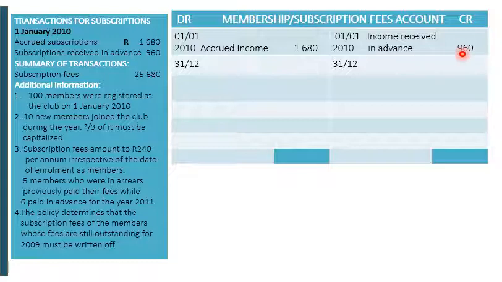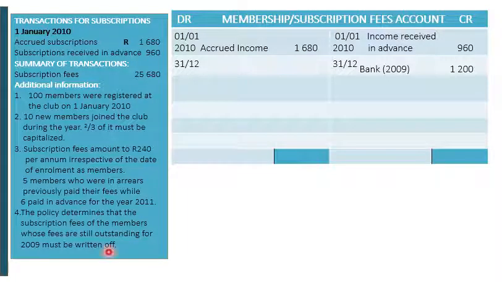We are crediting the account to account for this income in the current year. Then we will bring in transactions that occurred during the year. In line 3, we have 5 members who were in arrears who now paid their fees in the current year. We will therefore calculate the amount as 5 times 240, show this amount at the end of the period as bank for 2009, amount calculated 1,200.